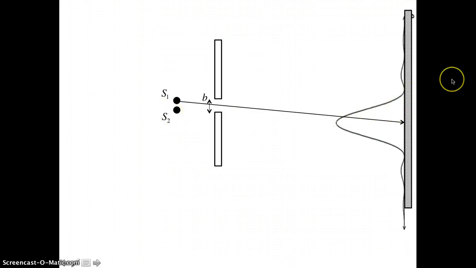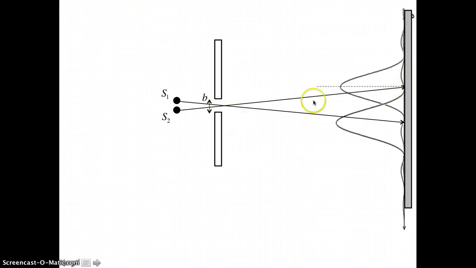The second light source sends light through. It diffracts when it passes through the slit, and it has a diffraction pattern formed, which is centered on the spot where this ray strikes the screen. This angle between the two is the angle, the minimum angle, where the two sources can still be resolved or seen as distinct.